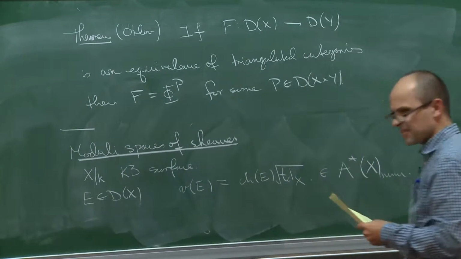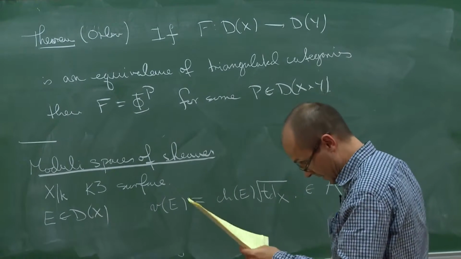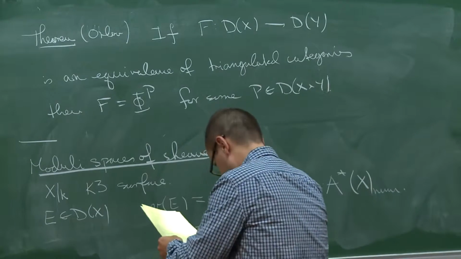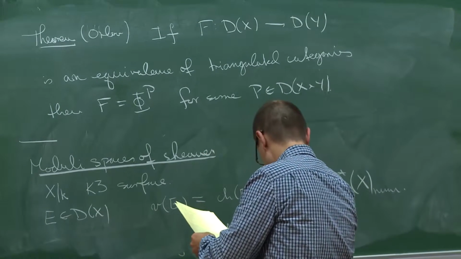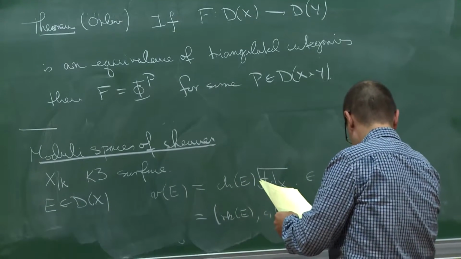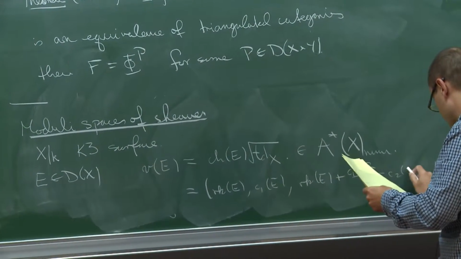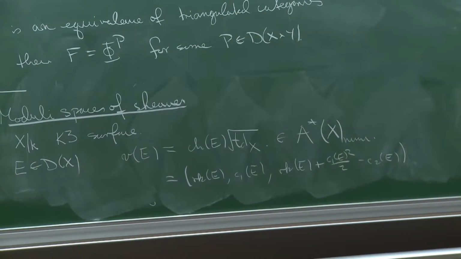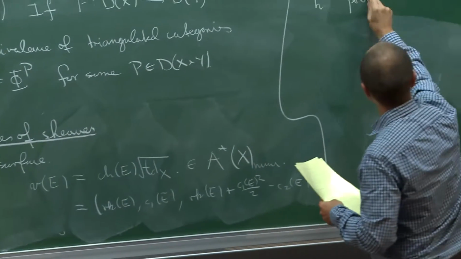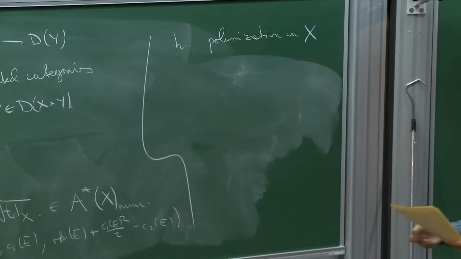Okay, and I view this as being an element of... and for K3, it's defined integrally. In general, you would have to put some denominators, but for K3, it's there. And it has a very simple description. It's the rank, C1 of E, and then the rank plus C1 of E squared over 2 minus C2 of E. Okay, that's the formula. And let me also fix a polarization on X, so an ample class.